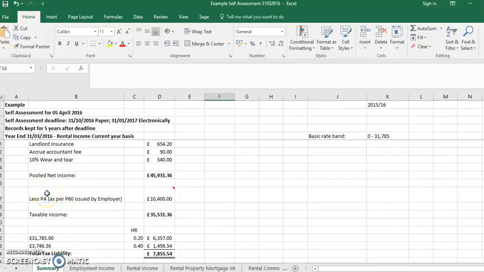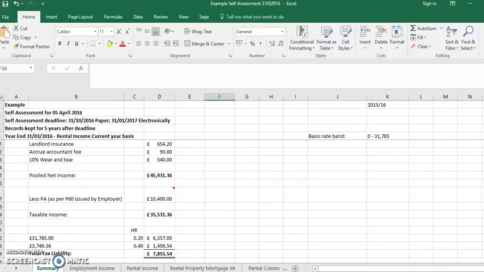Now the personal allowance for 2015 to 2016 was £10,600. However, according to the P60 issued by this client's employer, his personal allowance was £10,400, which reduced this to a taxable income of £35,531.36. Now we see that this actually falls above the basic rate tax band, so this client becomes a higher rate taxpayer.